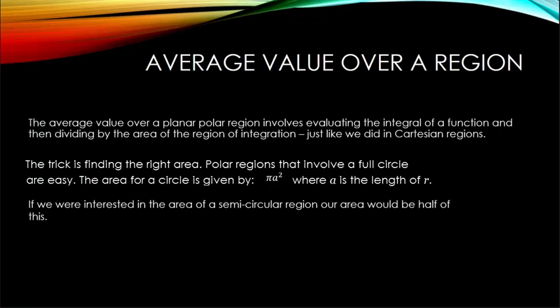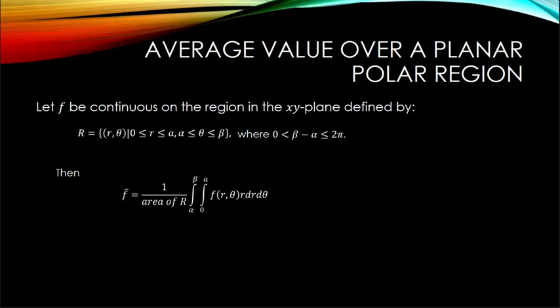So if I let f be continuous on a region in the xy plane defined by the set of all points r theta, such that 0 is less than or equal to r, which is less than or equal to a, and alpha is less than or equal to theta, which is less than or equal to beta, where 0 is less than beta minus alpha, which is less than or equal to 2 pi, then the average value of the function will be equal to 1 over the area of the region times the integral from alpha to beta of the integral from 0 to a of f of r theta r dr d theta.